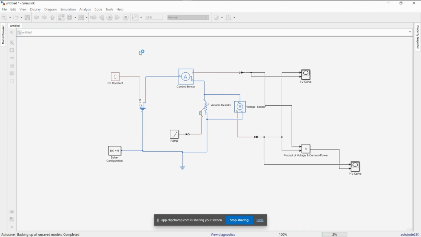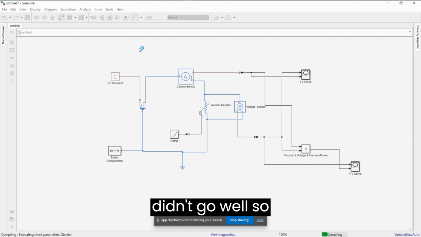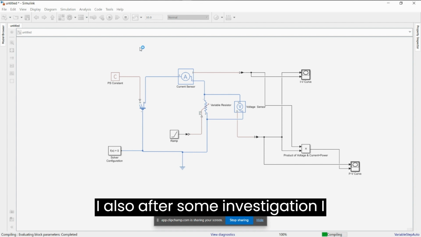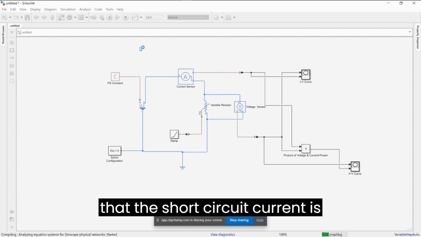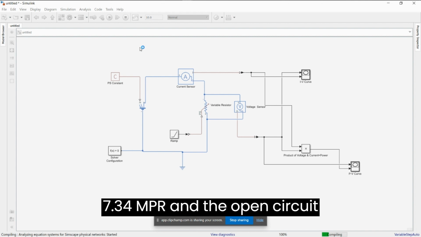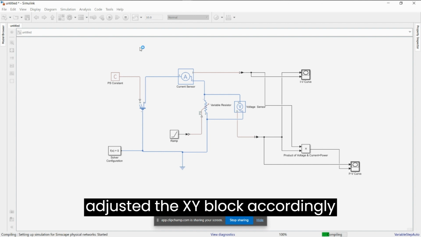I corrected the connection, but the issue didn't go away. After some investigation, I checked the solar cell block and found that the short circuit current is 7.34 amperes and the open circuit voltage is 0.6 volts. I adjusted the XY block accordingly.